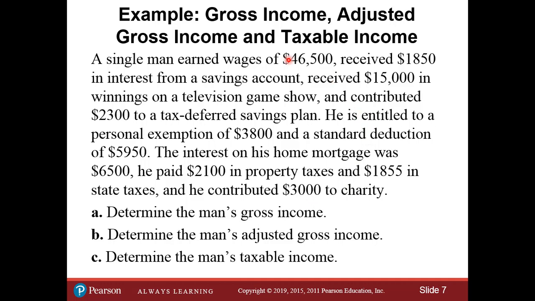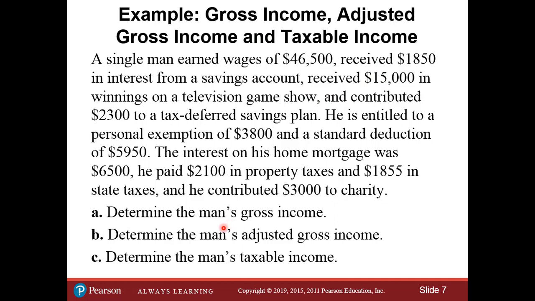Okay, so this is his financial picture for the year, and we're going to figure out those pieces of his income. First, his gross income. So how do we figure out the gross income? We add up all of his wages. What are all his wages? Well, he made $46,500 in wages, $1,850 from interest in a savings account. That's also considered income. He received $15,000 in winnings. That's also considered income. And that's it. That's all the money coming in, so that's his gross income.